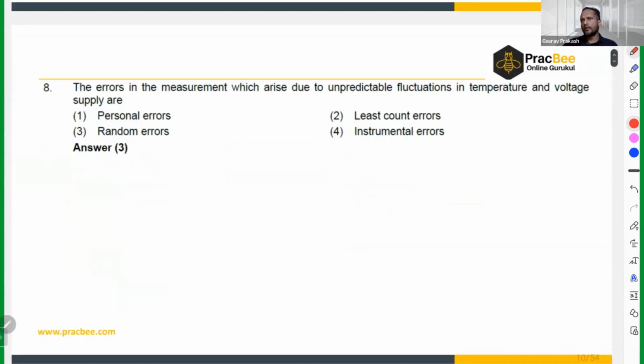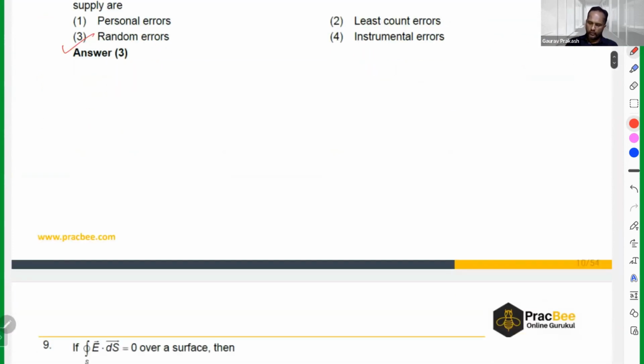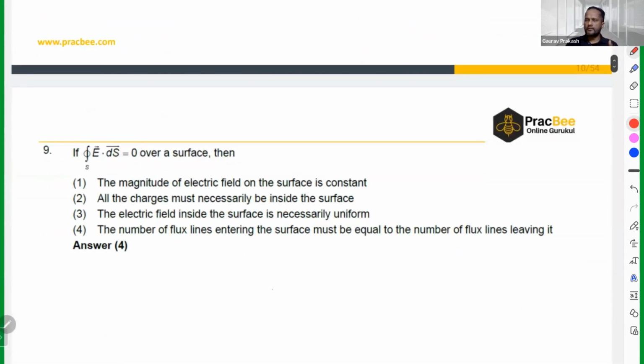Now, this question, unpredictable fluctuation, a very theoretical question from the first chapter of physics, class 11th, and that is called as random error. So anybody who has done a very simple basic study also of physics from NCERT would have been able to answer the last question.